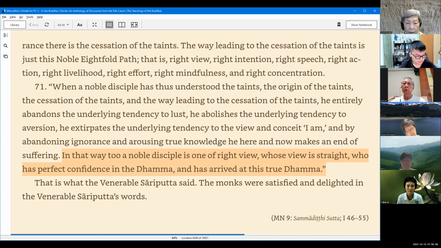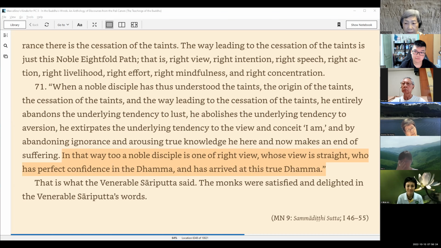In that way too, a noble disciple is one of right view, whose view is straight, who has perfect confidence in the Dharma, and has arrived at this true Dharma. That is what the Venerable Sariputta said. The monks were satisfied and delighted in the Venerable Sariputta's words. Majjhima Nikaya 9, Samadhi Sutta. Thank you. Sadhu, sadhu, sadhu. Thanks, Sister Sai. Thanks, Sister Choi Kwan.